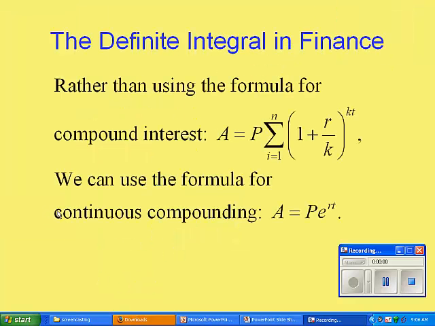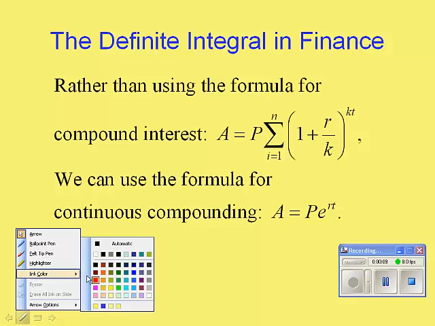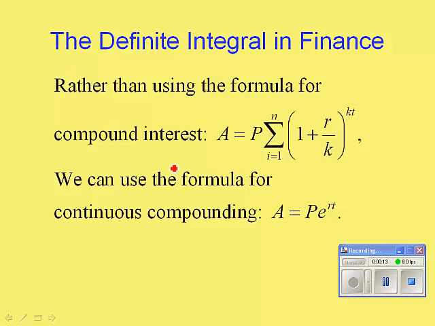So I want to start now with, again, addressing the definite integral in finance. So this is section 7.1. And I mentioned that this is your formula that's used for compound interest.